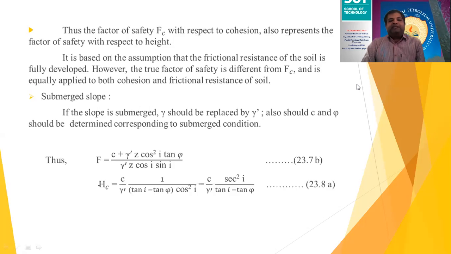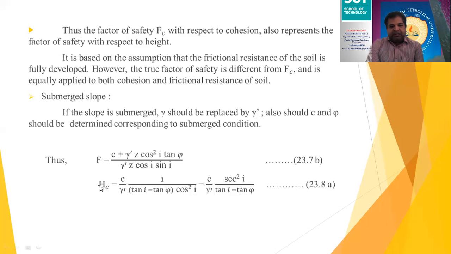Also, the value of C and phi is to be determined corresponding to the submerged conditions of the soil. This value will be the effective value of cohesion as well as the angle of internal friction. So if you take the original equation of F and replace this value of gamma, it will tend to C plus gamma dash Z cos square i into tan phi. Similarly, gamma dash Z cos i into sin i.